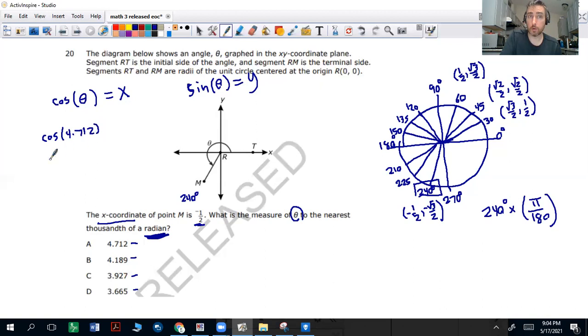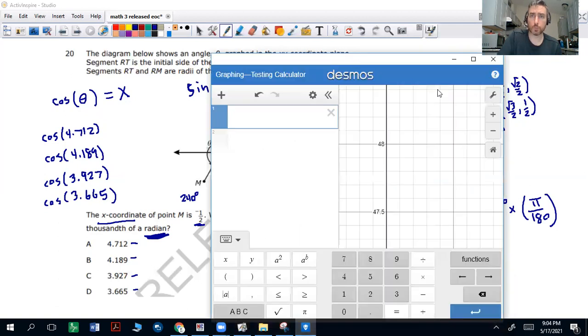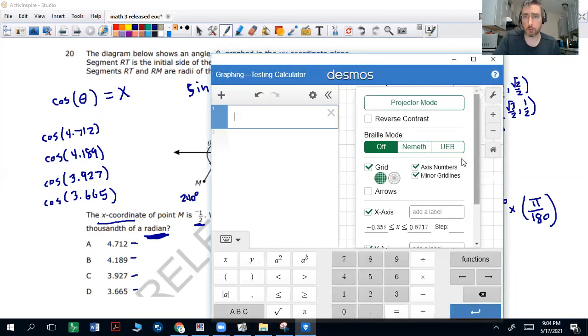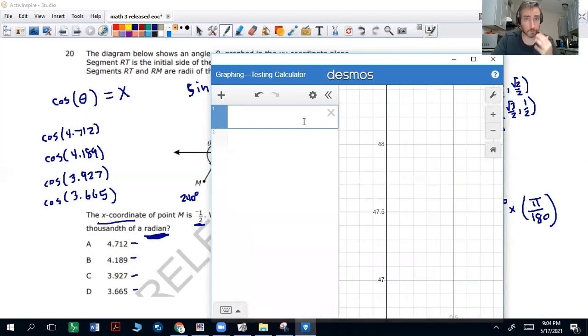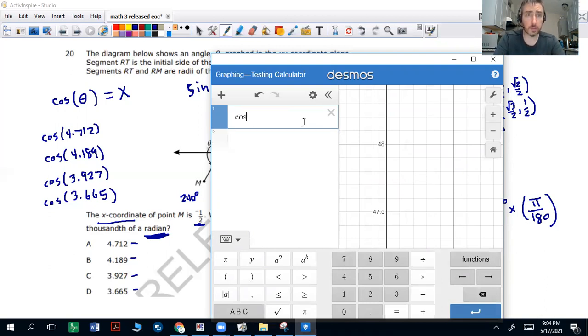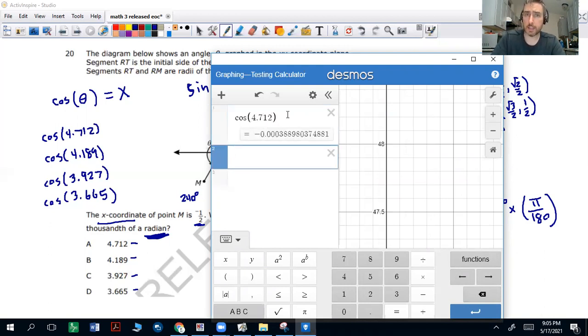4.712, cosine of 4.189, you get the idea. If you go down and pick your radians, one of those should get you a number that is approximately negative 1/2. Now remember, these are rounded, so they're not going to be exactly negative 1/2, but watch how I do that. So you make sure you hit the wrench and make sure you are in radians. If you're in degrees, you have to click over to radians to do this. And then you look at your answer trace. So cos, parentheses, 4.712. That looks like it's really close to 0. So that's not going to work.